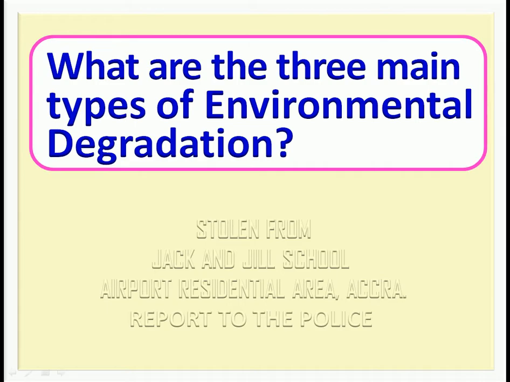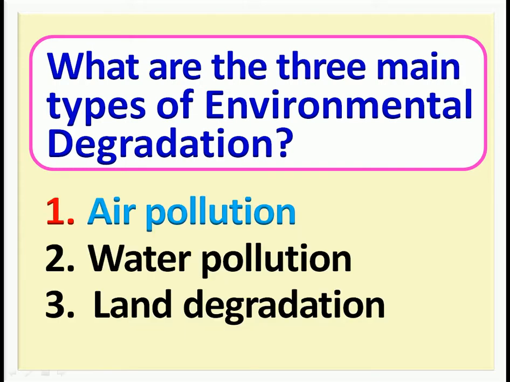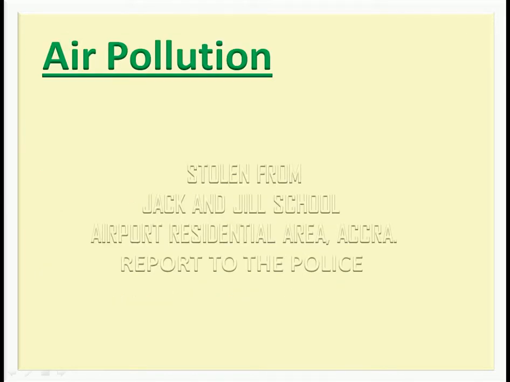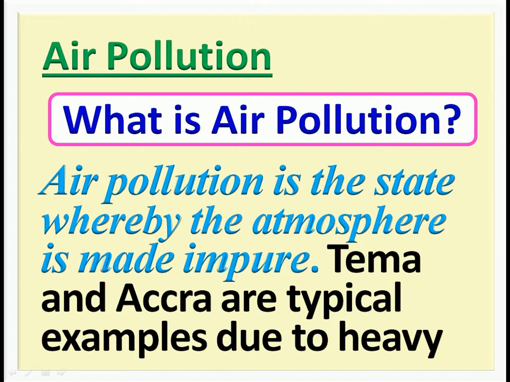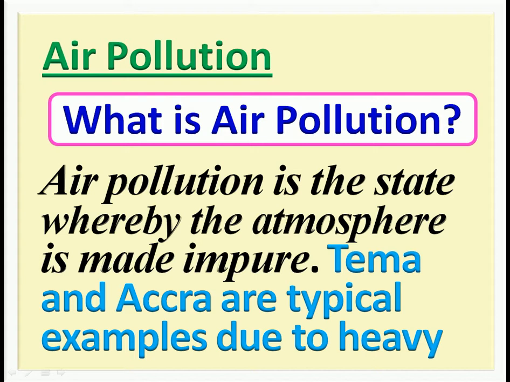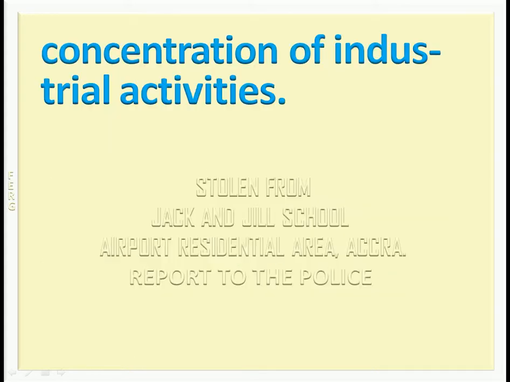What are the three main types of environmental degradation? 1. Air pollution. 2. Water pollution. 3. Land degradation. Air pollution. What is air pollution? Air pollution is the state whereby the atmosphere is made impure. Tema and Accra are typical examples due to heavy concentration of industrial activities.